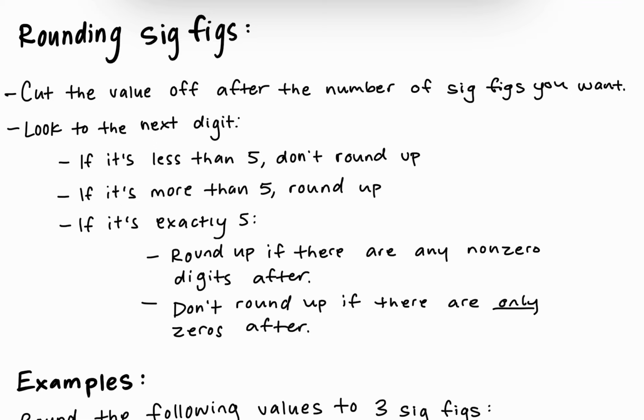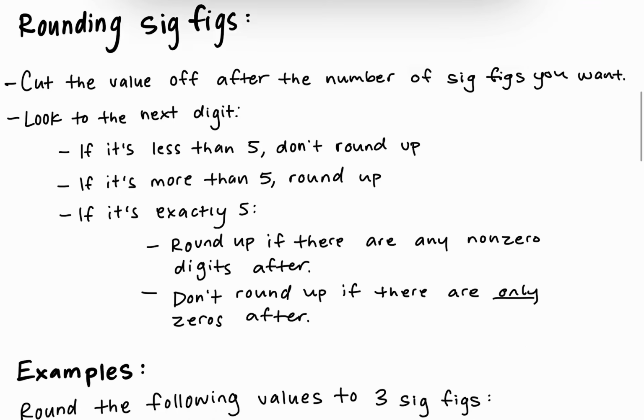Then you're going to look to the next digit. If it's less than 5, you don't round up, and if it's more than 5, you round up. But if it's exactly 5, you're going to only round up if there are any non-zero digits after the 5, and don't round up if there are only zeros after the 5. So let's look at some examples.